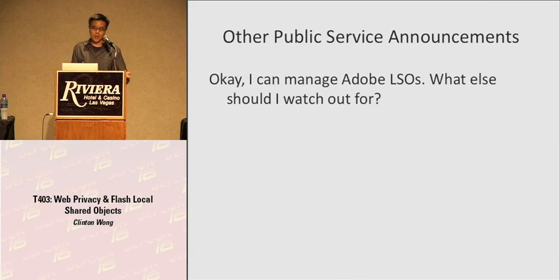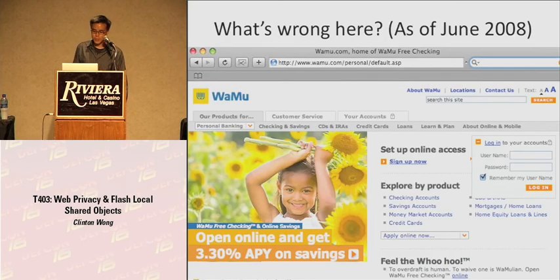So I'm going to talk about things that are not local shared objects, but chances are you don't know about them unless you work in the security industry, and they'll be useful. So this is the Washington Mutual website. It's a regular screenshot. I've done nothing special with it. And, well, there's something wrong here.